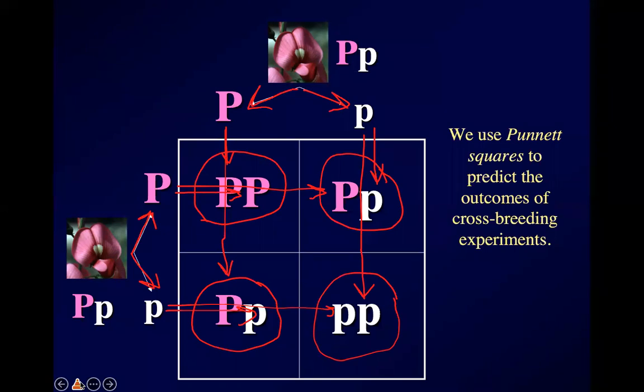3 of these 4 lead to a purple trait, so 3/4 of your plants should have purple flowers, and that is in fact what Mendel found. 1/4 of the plants will have white flowers.